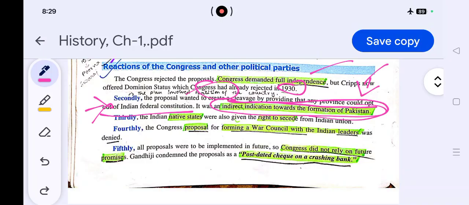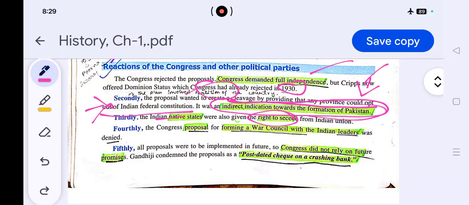Thirdly, the Indian native states were also given the right to secede from the Indian Union. They could even choose to stay independent. For example, what happened with the Nizam of Hyderabad and with Kashmir. Eventually, Sardar Vallabhbhai Patel made the Nizam of Hyderabad join India, but initially they didn't want to. So that was the problem.